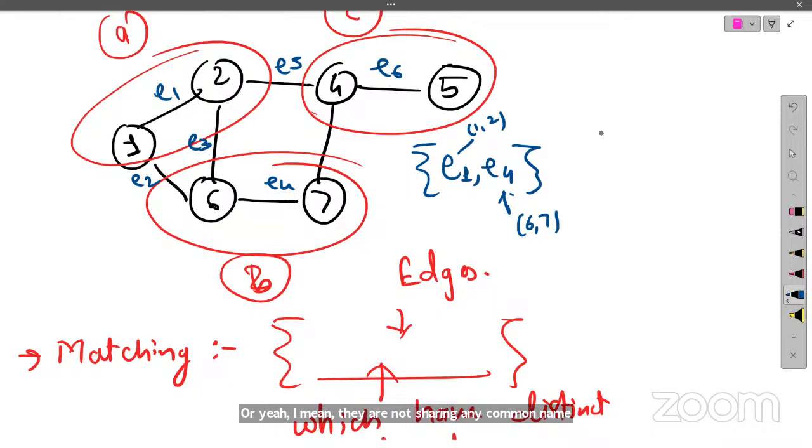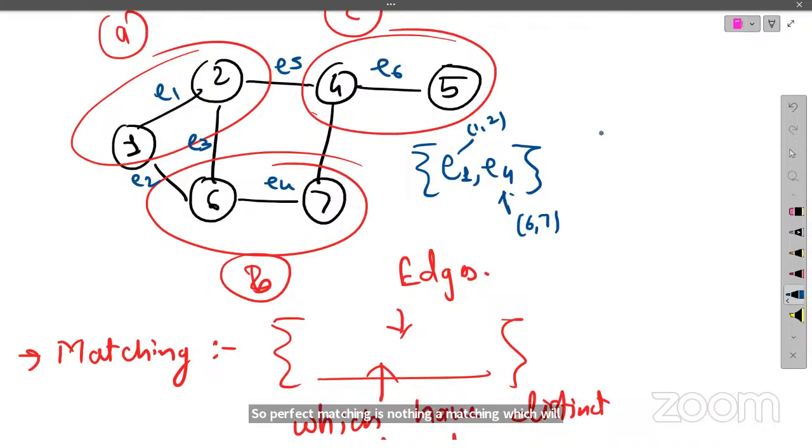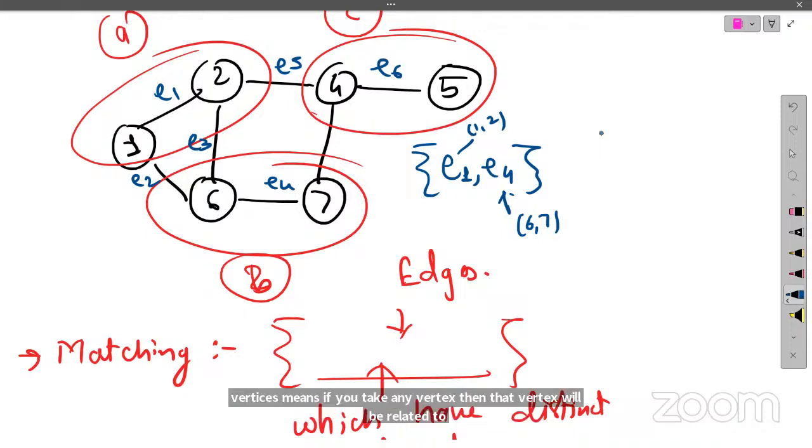Now, this particular allocation is an example of a perfect matching. So what is a perfect matching? A perfect matching is a matching which covers all the vertices. Covering all the vertices means that if you take any vertex, then that vertex is part of at least one of the edges in our required matching.